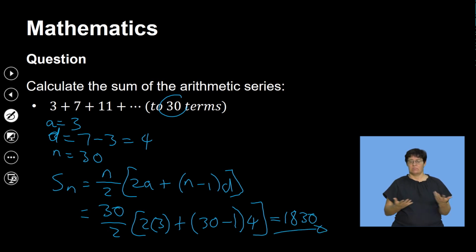Then you're done. But now, what did I say? Here it's Sn, right? As soon as you know what n is, you must say it's S30, meaning the sum of the first 30 terms.